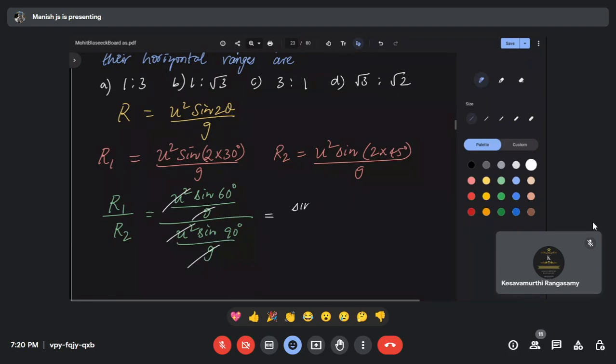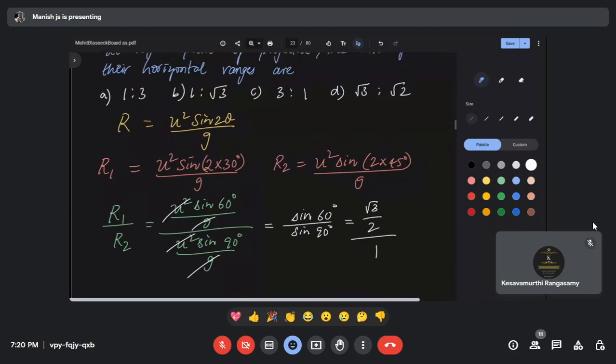Is it sine 90 upon 60 or sine 60 upon 90? 60 upon 90, sir. Correct. Sine 60 degrees upon sine 90 degrees. Yes, sine 60 is root 3 upon 2. Very good. And sine 90 is 1. Sir, but there is no such option. Root 3 by 2.